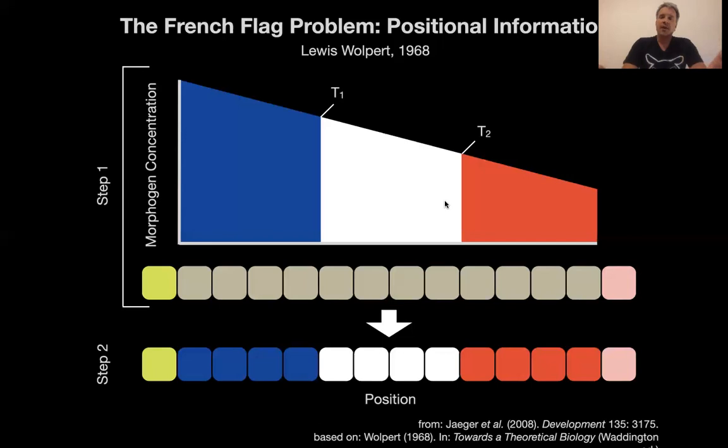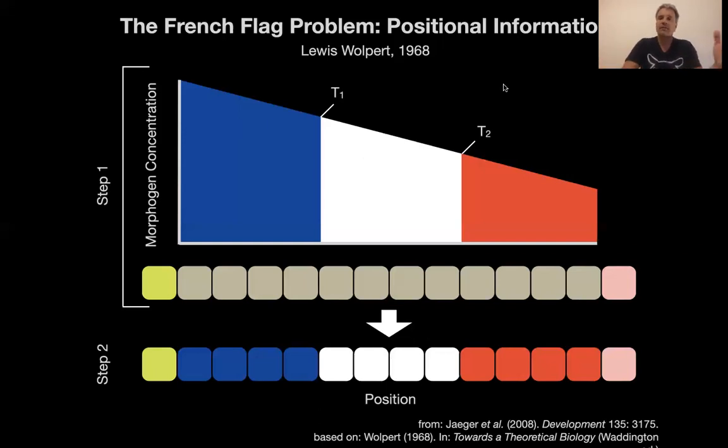So what is this about? Wolpert called the content of this gradient, what the cells are reading, positional information. He said basically the cells can reduce their uncertainty, it's a negative entropy here, about where they are in the tissue by reading the concentration gradient. So there's a transfer of information directly from this gradient onto the target cells in the tissue.